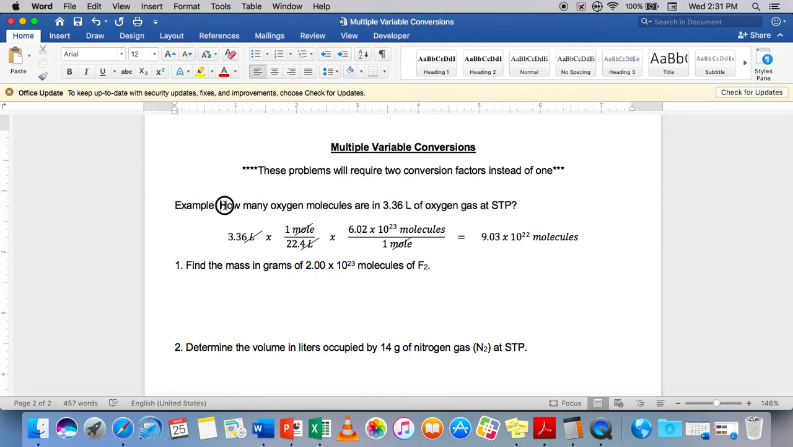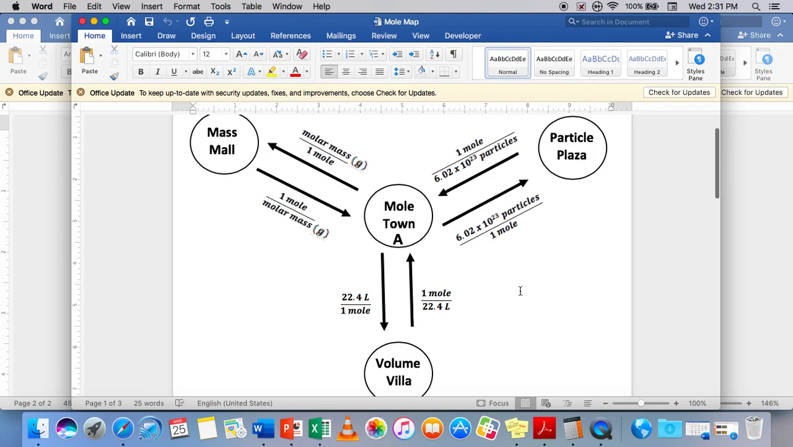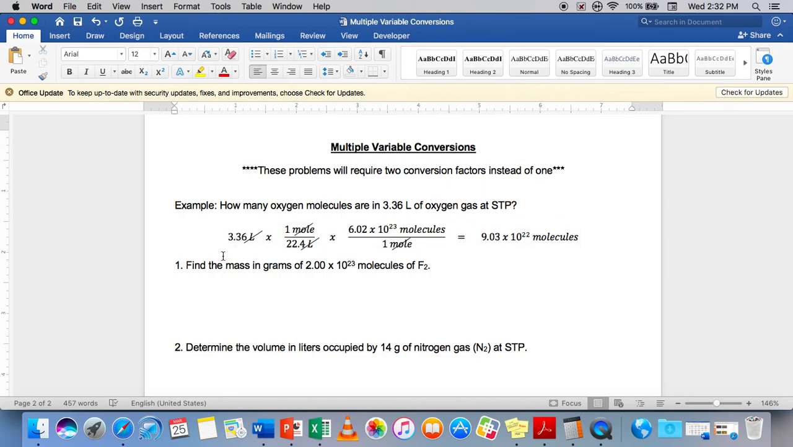The question asks, how many oxygen molecules are there? If we're talking about molecules, remember what we're talking about? We're talking about particles. So if you look at your mole map, we're starting with volume and we have to get to particles. Just like before, we have to first go to moles and then we're going to go from moles to particles. So we write down what we're given, 3.36 liters. That is our unit.